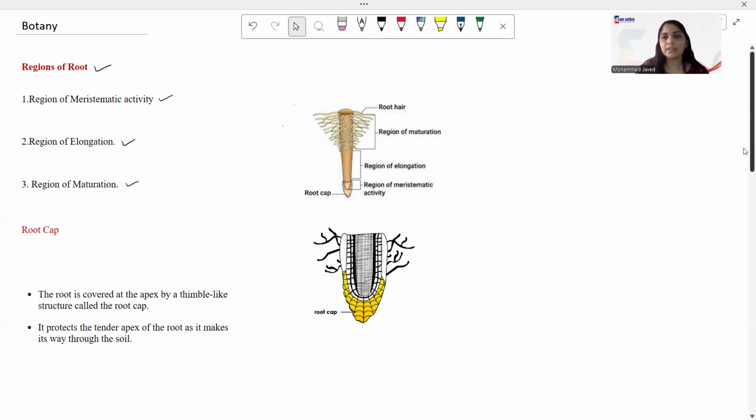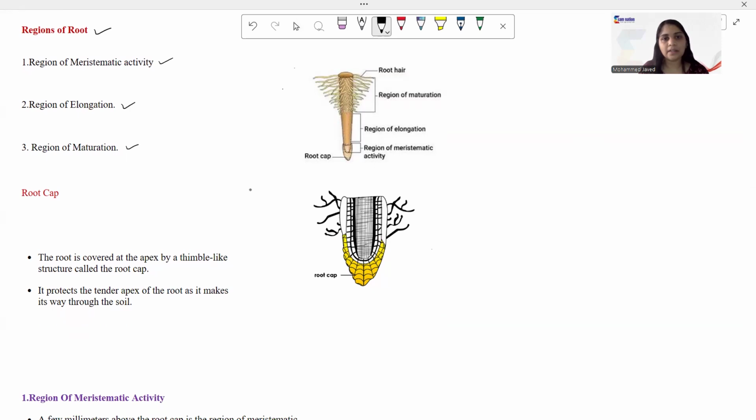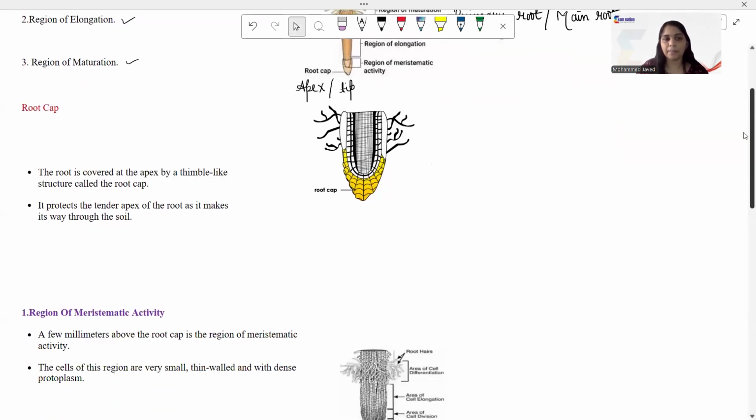Before moving on to the regions of the root, here we have a structure of a primary root, which is also called as main root. This end is called as the base of the root, whereas the other end is called as apex or tip of the root. When you observe carefully, at the apex or tip of the root, you find a structure called as root cap. So let us understand what is root cap.